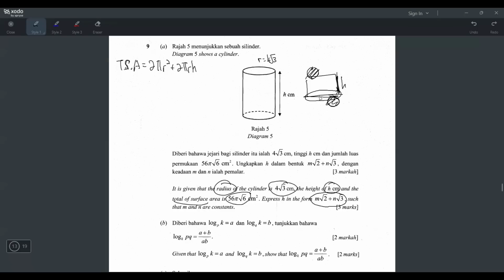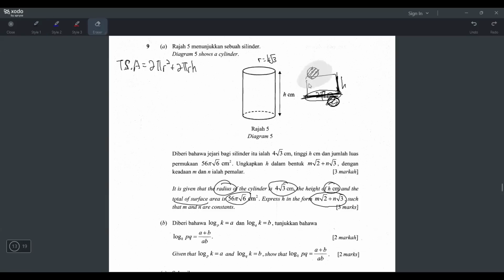I repeat one more time. The base of this, the length here, will be the same as the circumference of the circle. Circumference means the lilitan, like the perimeter of the circle, the outside length of the circle. So that's why this one equals 2 pi r, because the circumference formula is 2 pi r. That's why the formula for the surface area of a cylinder is 2 pi r square, for 2 circles, plus 2 pi rh. 2 pi rh is because the rectangle's length here equals the circumference, and the circumference formula is 2 pi r, so like this, right?